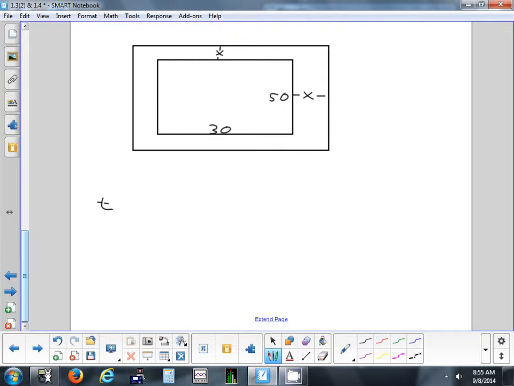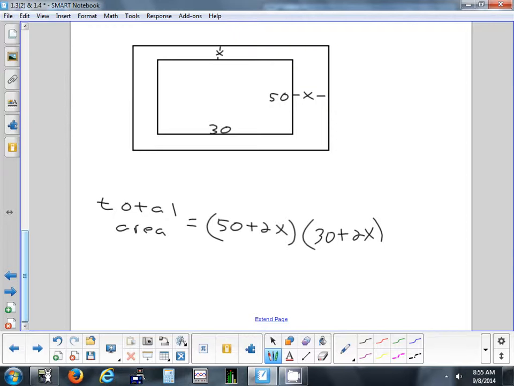So if we take the total area, let's calculate the total area first. Okay, so the total length is 50 plus 2x. Length times my width, Carly, what's going to be my width? 30 plus 2x? Yep. Or sorry, I had it the other way around. So 30 plus 2x. That's right. So 50 plus 2x and 30 plus 2x. Yeah, let's FOIL that out.